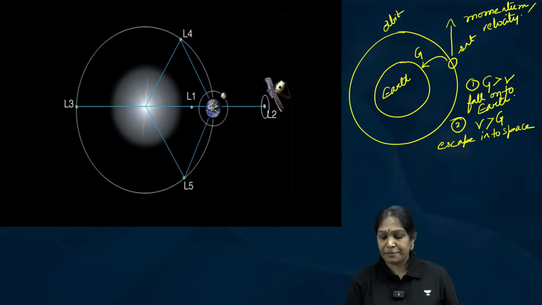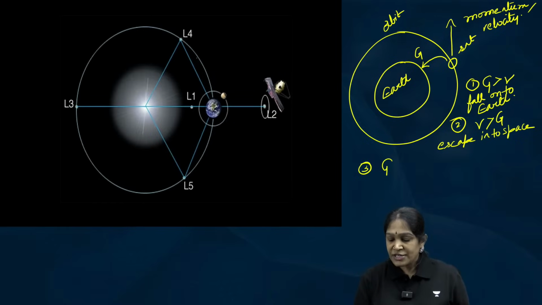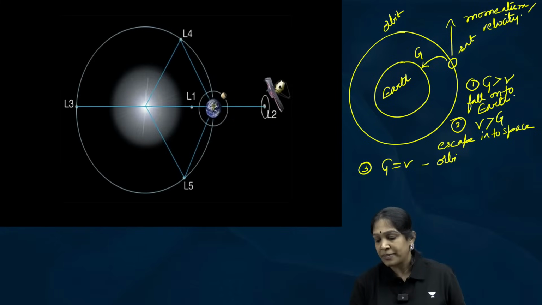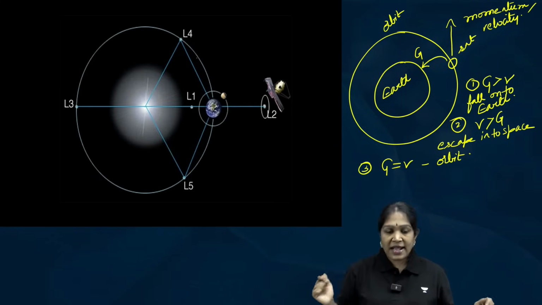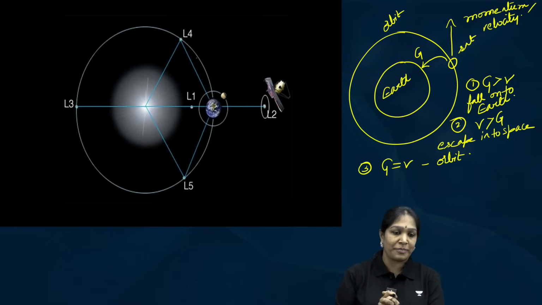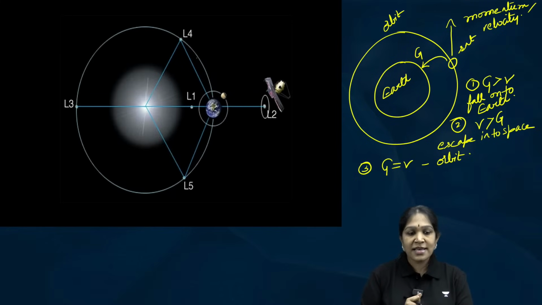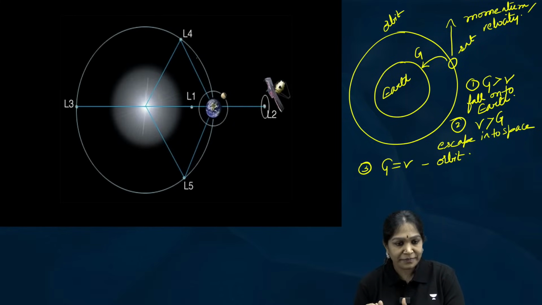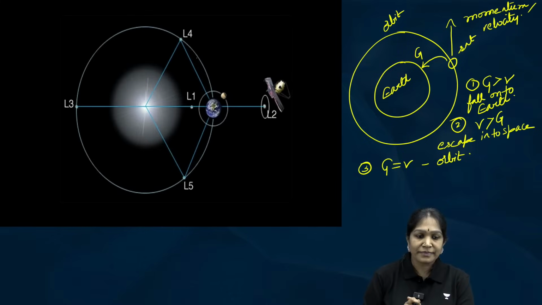Very good. The third scenario: when the gravitational force is equal to velocity, what happens to this satellite? It will keep orbiting. Answer this question: is this explanation about a Lagrange point or about a normal orbit? Yes, this is about a normal orbit.